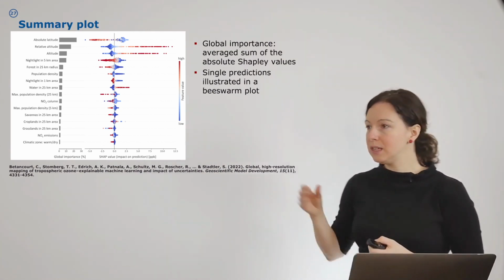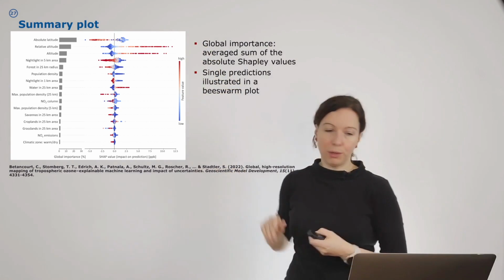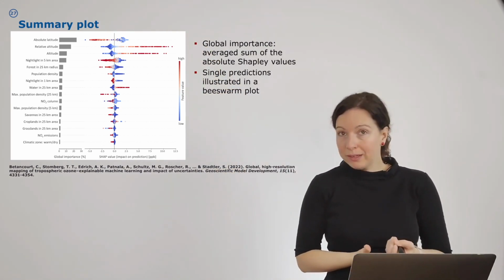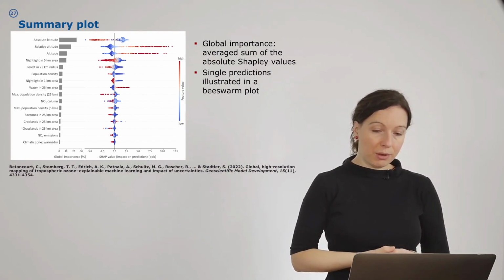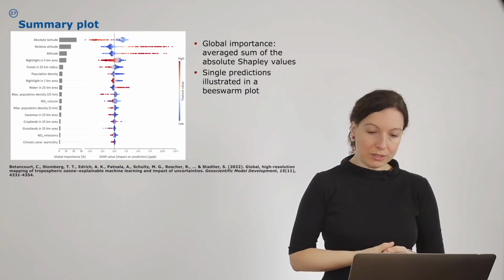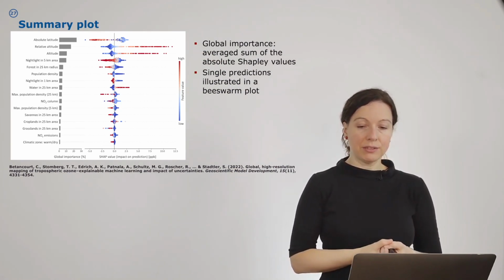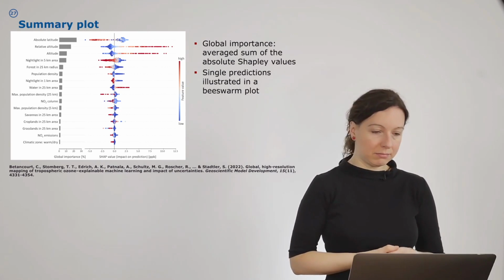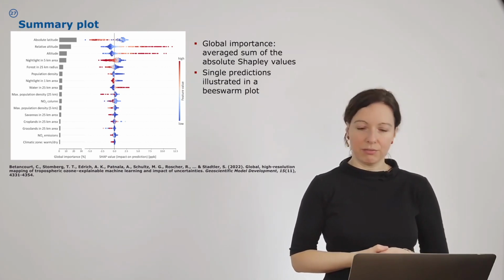This is what you can see. It's sorted from top to bottom. And the remaining features have a weaker influence on the model output. For example, in the last row, what you can see is the influence of the climatic zone, which does not really have an influence on the result.